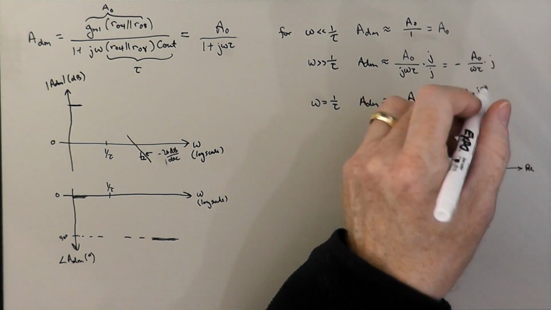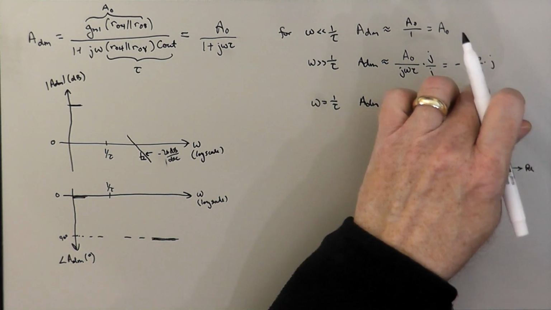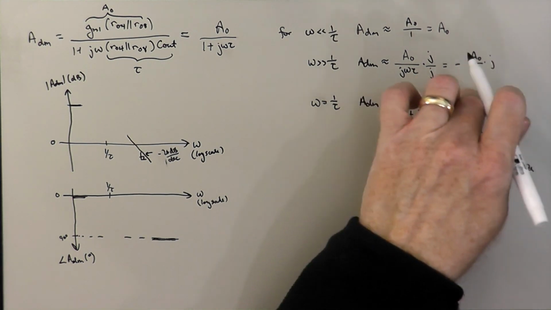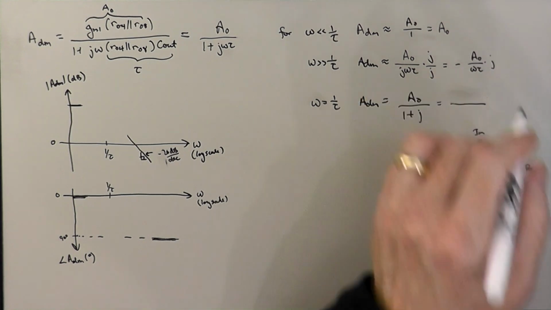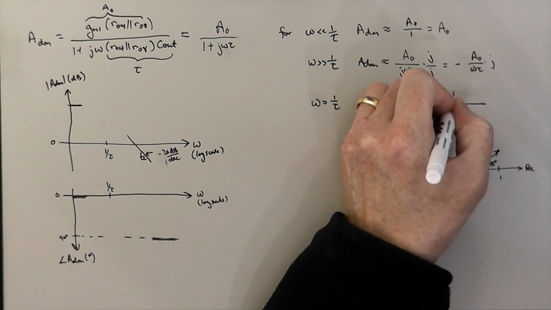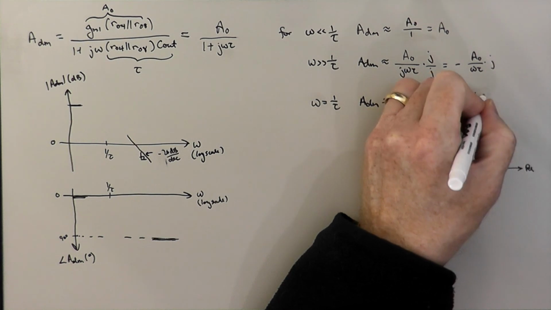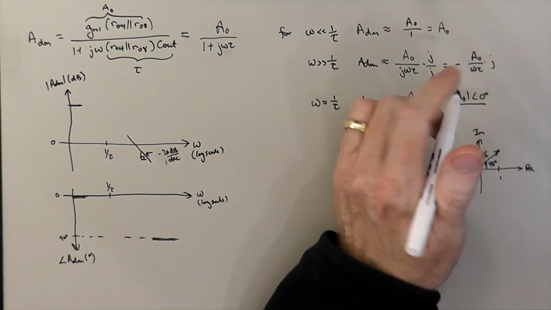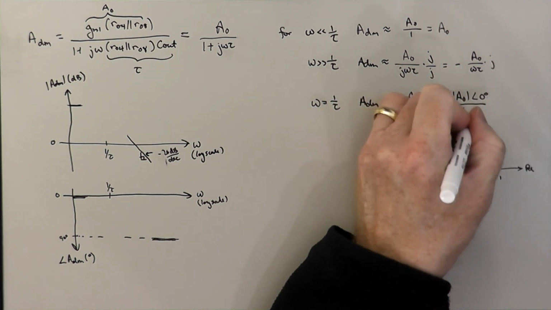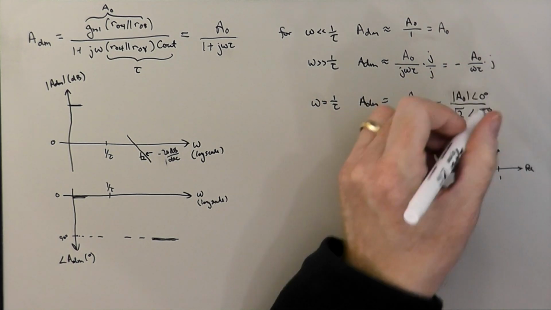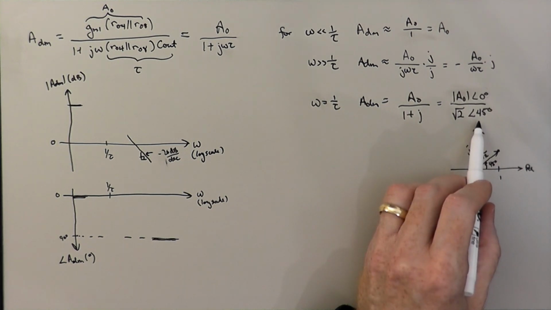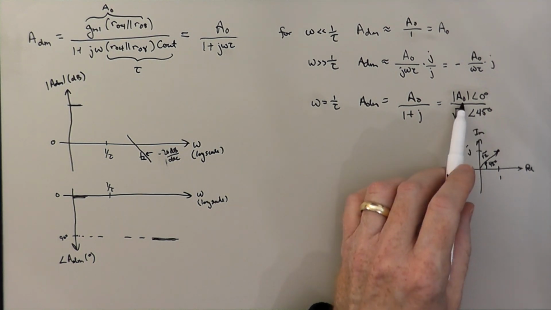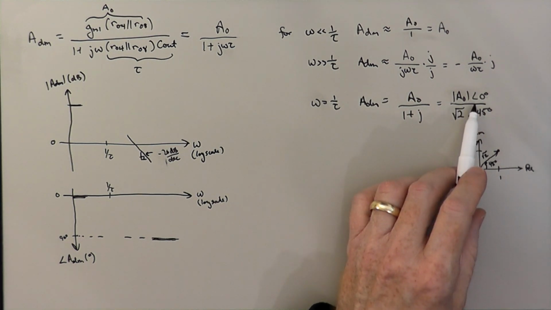I'm going to write this using a different notation here. I'm going to write this using what's typically called phasor notation, where we have the magnitude of A0, angle 0, and the magnitude of the denominator is root 2, angle 45. So this just means root 2 times e to the j times pi over 4. And this is the magnitude of A0 times e to the j 0.